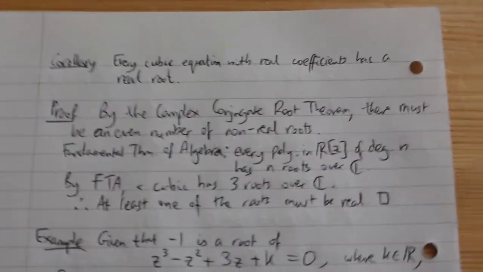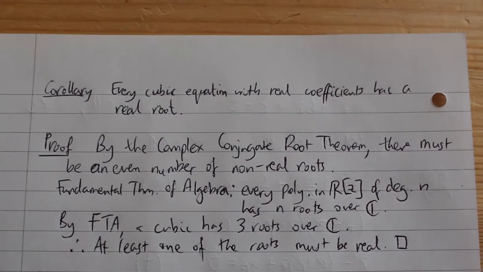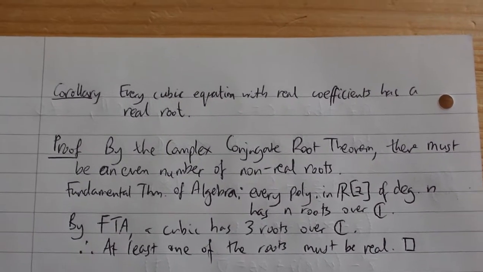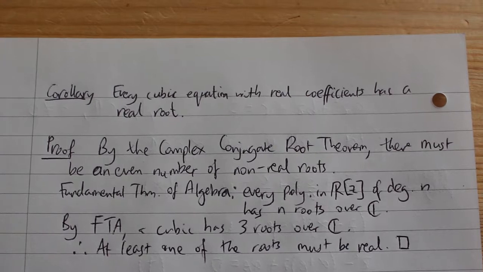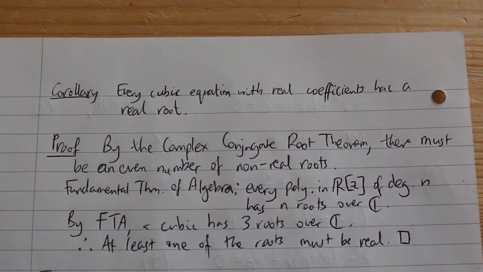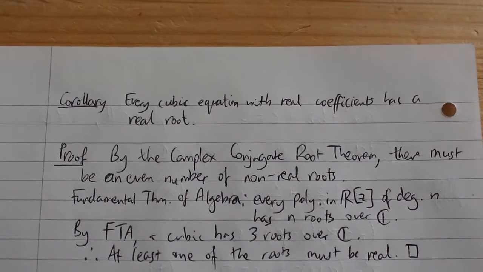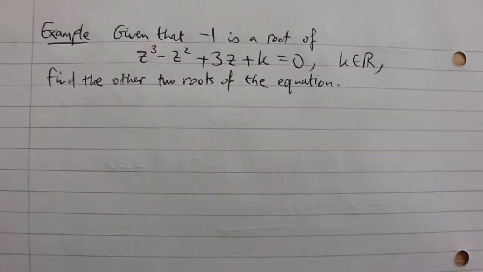Okay, so we don't need to know that for the exam, but I just thought that's quite nice to share proof that every cubic with real coefficients has a real root. And the same argument can also be extended to any polynomial of odd degree, where the highest power of z is odd. Okay, so let's now turn to an example.